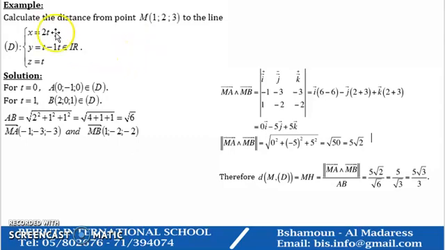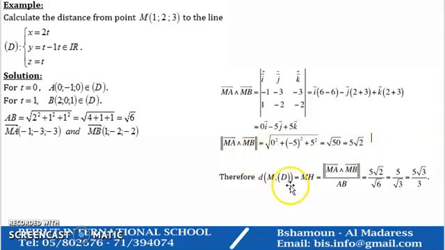Another example: here I have the point M and the straight line. To determine 2 points of the straight line, first of all we replace t by 0, and we obtain A(0, -1, 0), and t by 1, we obtain another point, B(2, 0, 1). AB equals radical 6, and MA and MB have coordinates (-1, -3, -2) and (1, -2, -2). So we obtain MA cross MB equal 0i minus 5j plus 5k. If we take its norm, it will be 5 radical 2.